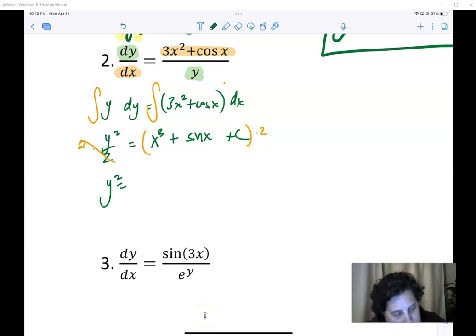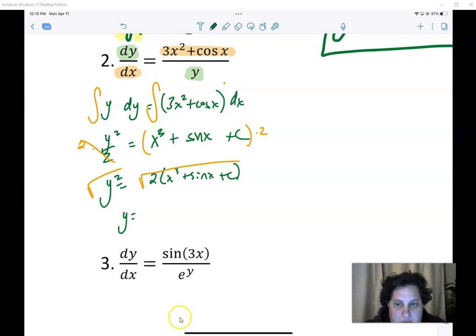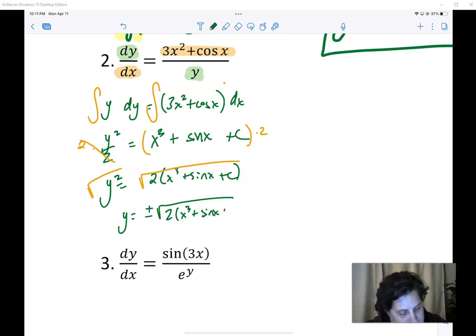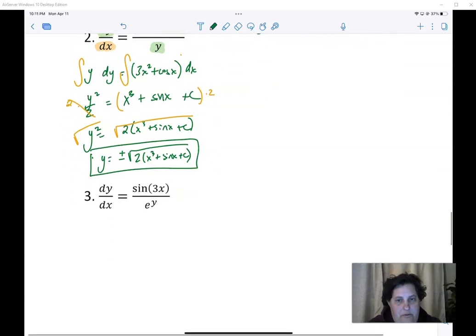You can distribute the 2 through there if you want, or we can just leave it like that, honestly. And then I'm trying to get rid of a squared, so I square root it. So I get y equals... Now remember when you square root both sides, you actually get plus or minus. So don't forget that. y equals plus or minus the square root of 2x to the third plus sine x plus c. Be careful about trying to simplify things too much. Just get it to the point where you've solved for y, and then you're like, boom, let's go. All right? Okay, cool. Let's look at one.